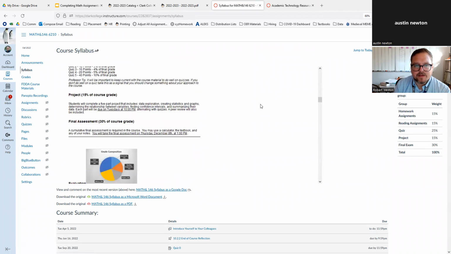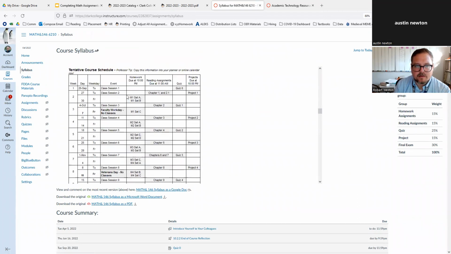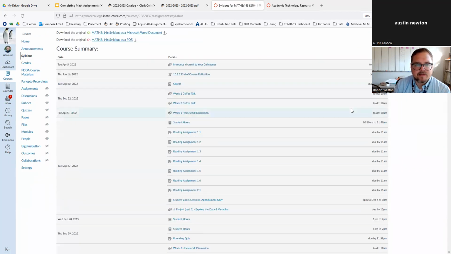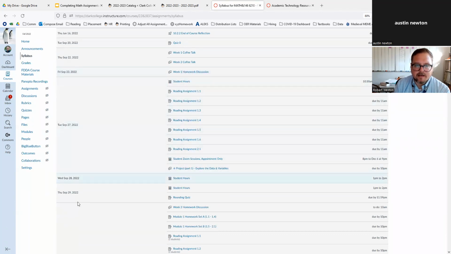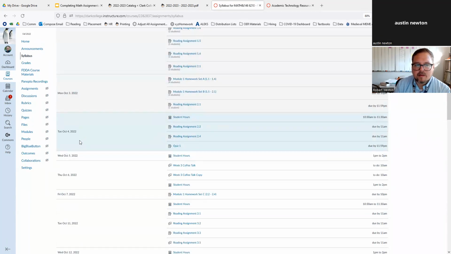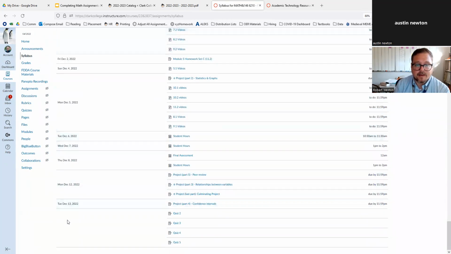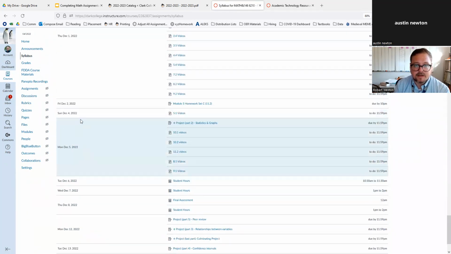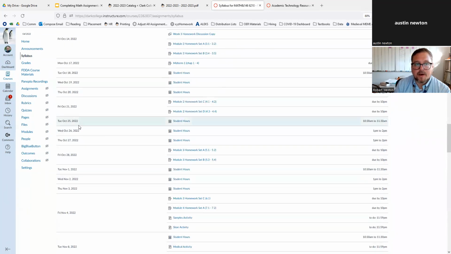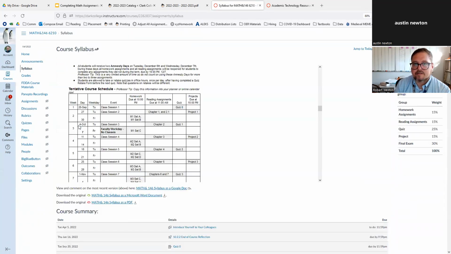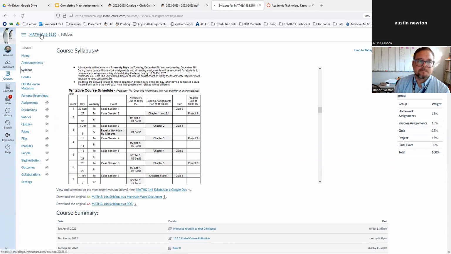So again, this had the calendar, the tentative course schedule, and then this had the actual day by day view. Some of these might not be correct. Do check with your faculty member about it. Yeah, some of these are definitely not correct. But this will just be another place for you to access when assignments are due.